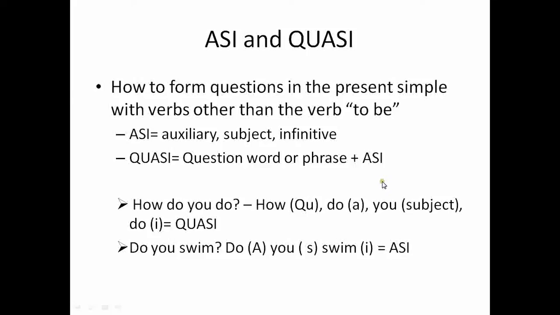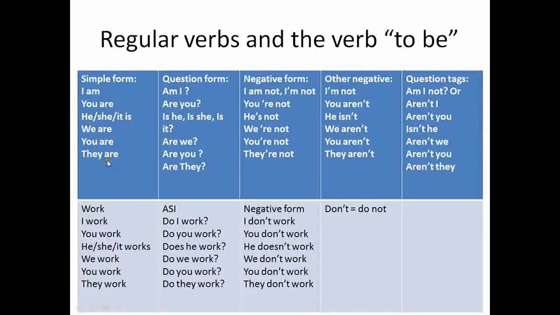Okay, so before we go to this page, I want to look at the verb to be. Here is the simple form. I am, you are, he, she, it is, we are, you are, and they are. Okay, to form the question, for example, I am becomes am I. You invert it. You are becomes are you. He, she, it is becomes is he, is she, is it. We are becomes are we. You are becomes are you. And they are becomes are they.